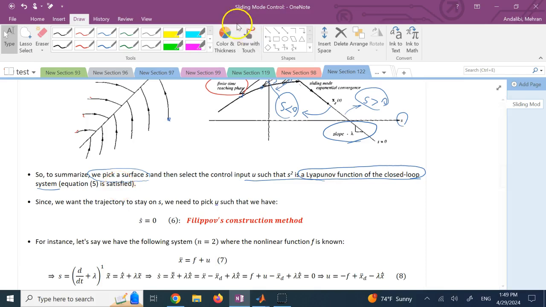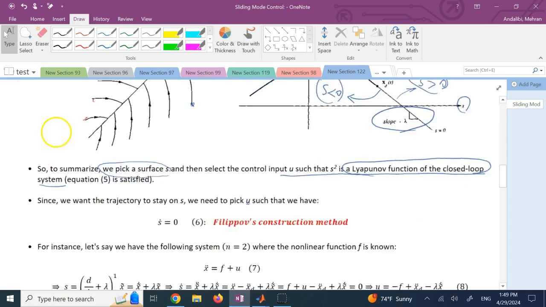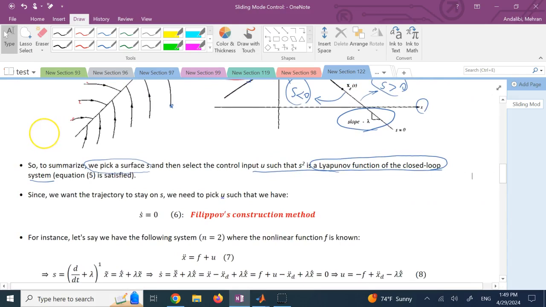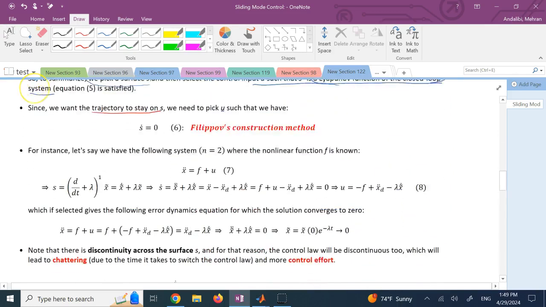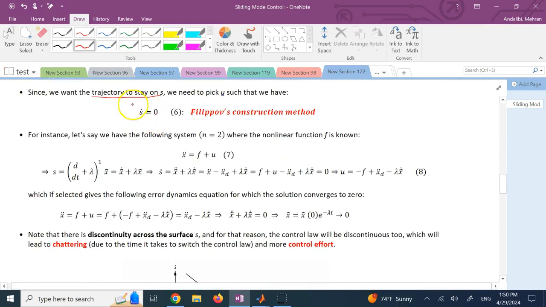So let's see how we should pick u by looking at an example. So the way we do it is this. We say, look, I want to stay on S. I don't want to stay away from S. I want to be attracted to S and not move from S. So ideally, I want S to stay at a constant number, ideally 0, perfect. If S is not to change, then one condition I can say is S dot should be equal to what? 0. Now this S dot equals 0 happens when you are on the surface.